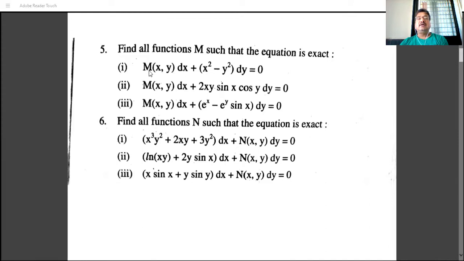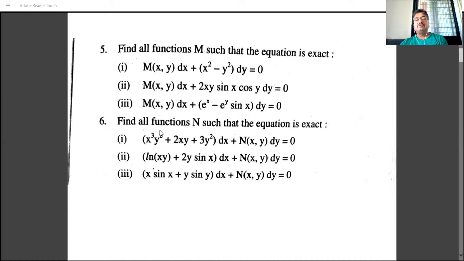And we know that any differential equation of the type M dx plus N dy is equal to 0 is exact if ∂M/∂y is equal to ∂N/∂x. What is ∂N/∂x? It is 2x. That is, we have to find the function M(x,y) such that its derivative with respect to y is 2x, not 2y, 2x.